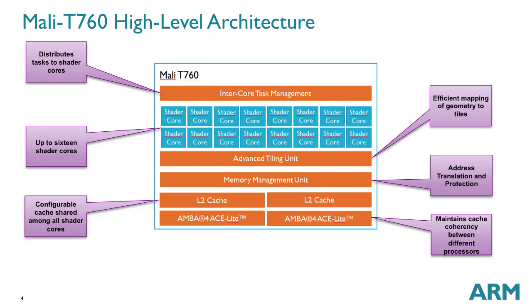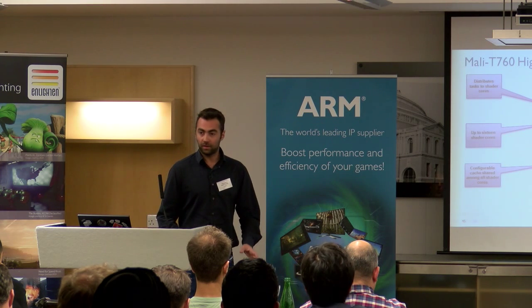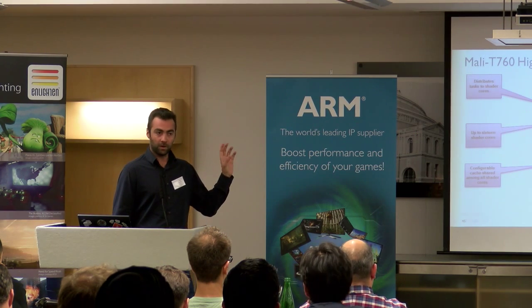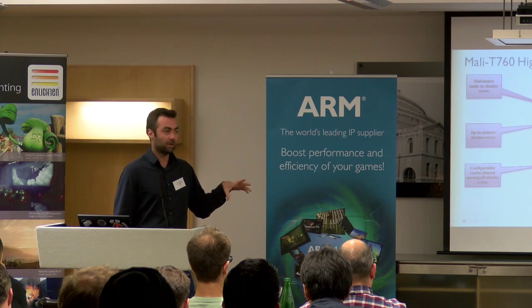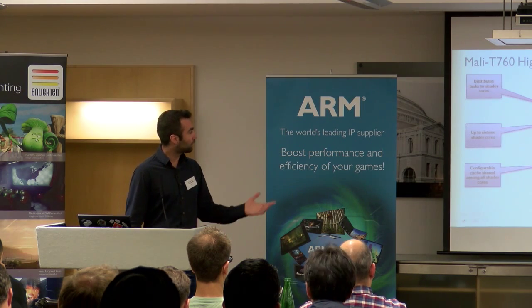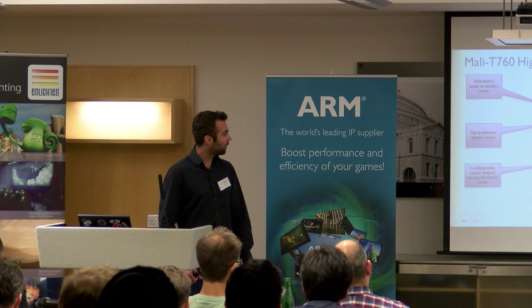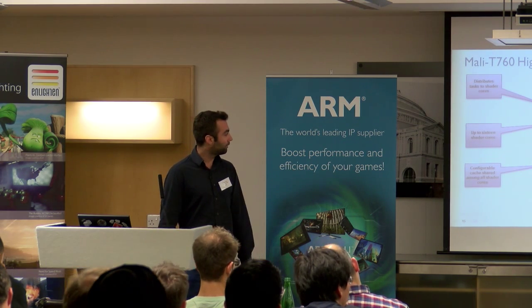So we'll go through the architecture on a high level for T760. As you can see on the top, we have the inter-core task manager, which is the block that is distributing tasks, taking them from the Mali application through the Mali driver and submitting them to the shader cores. For T760, you can have up to 16 shader cores that will be working in parallel.